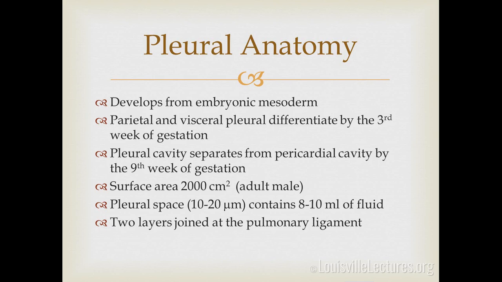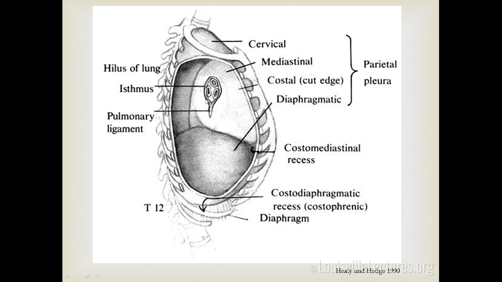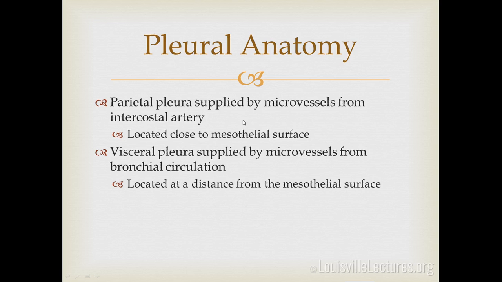The pleural anatomy is derived from the embryonic mesoderm. You have the visceral pleura and the parietal pleura. It has a pretty large surface area, about 2,000 centimeters squared, and the two layers are joined at the pulmonary ligament. You've seen this before. They have their blood supply from different circulations: parietal pleura from the intercostal and visceral pleura from the bronchial circulation.